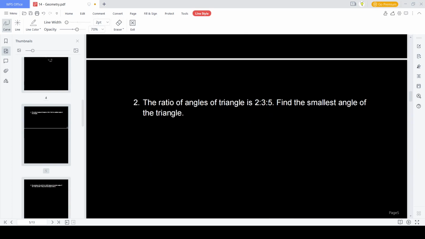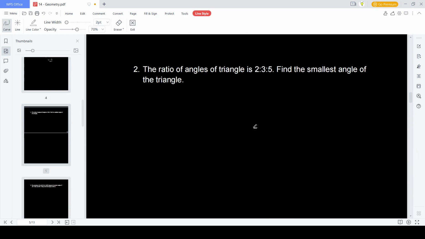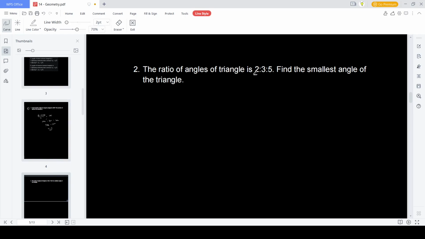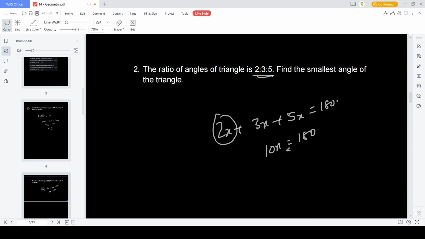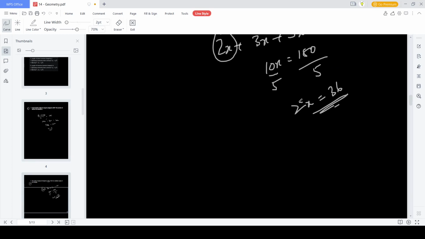Next question. The ratio of angles in a triangle is 2 is to 3 is to 5. Find the smallest angle. We know that all of the angles in a triangle add up to 180. The ratio is 2 is to 3 is to 5, so I'll say 2x plus 3x plus 5x is equal to 180. The smallest angle will be 2x, right? I'll just add this up, I'll get 10x equal to 180. I'll just divide by 5 because I don't want x here, I want 2x. Divide by 5 on both sides, you will get 2x is equal to 36. That is the answer. 36 is the smallest angle.